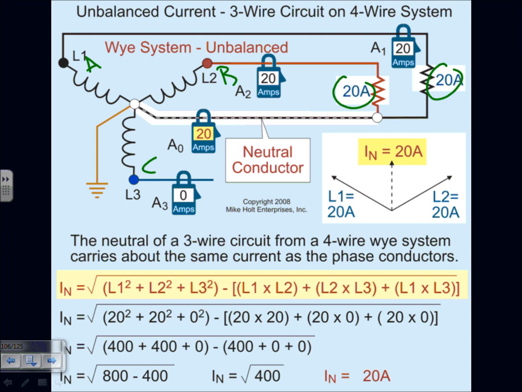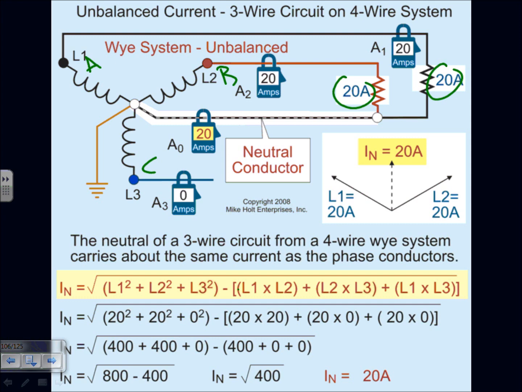If you haven't seen this formula, then the neutral formula says if you take the square of phase A, add it to the square of phase B, add it to the square of phase C, add them up, subtract from them the multiplication of each one by the other: AB, BC, and AC, or L1, L3, and so forth. Subtract, and that will give you the neutral if you have no harmonics. If you have harmonics, it will be slightly different.